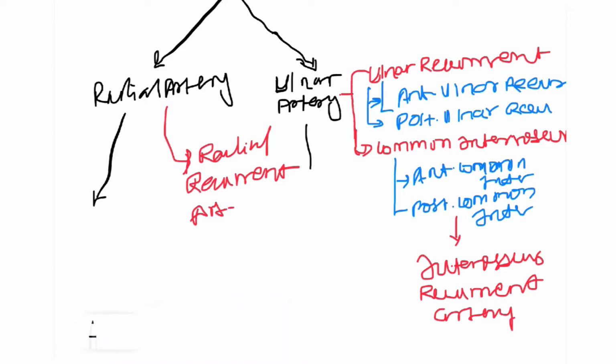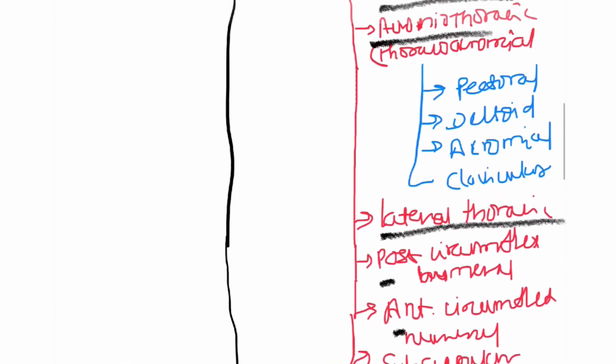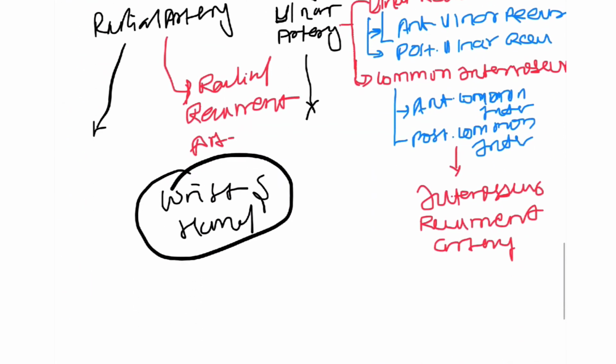Now from the ulnar artery blood goes to the wrist and hand. We will speak about that in the next video. So this is all about the blood supply, arteries and their branches.